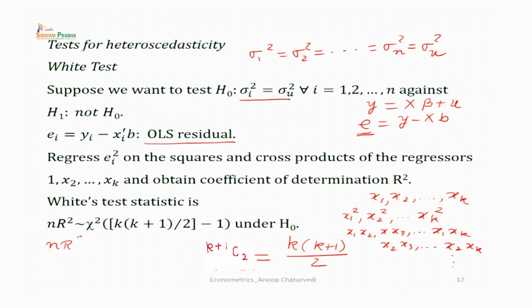Say if n r square is greater than the tabulated value of chi-square alpha, with k into k plus 1 by 2 minus 1 as the degrees of freedom, then we reject H naught. So, this is the critical region.